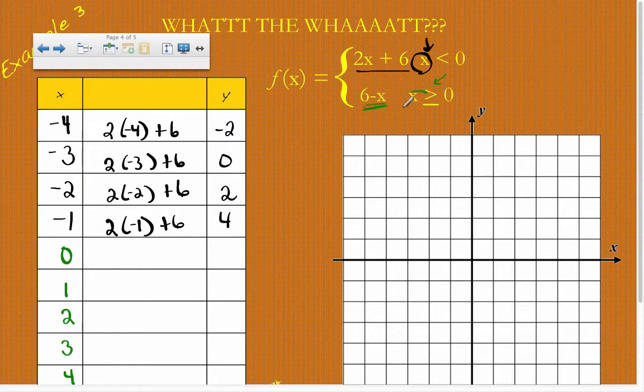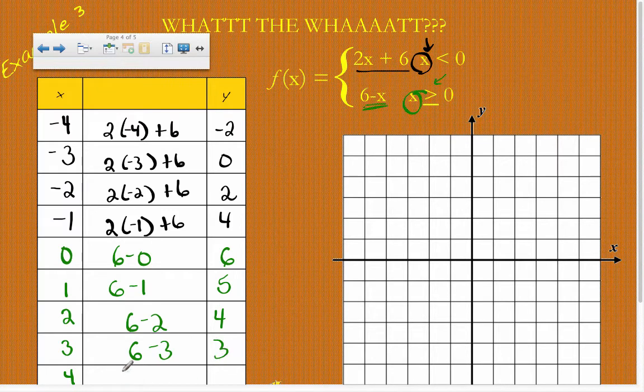But now notice I'm going to look at the other piece of the function. Because they said when my x values are greater than or equal to 0, I got to use the other one. So 6 minus 0, 6. 6 minus 1 is 5. 6 minus 2 is 4. 6 minus 3 is 3. And 6 minus 4 is 2.